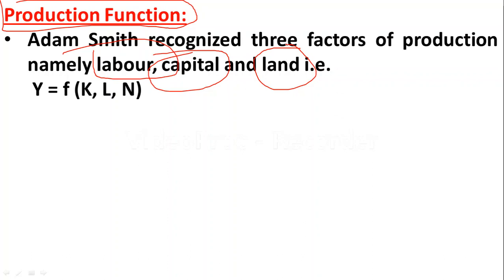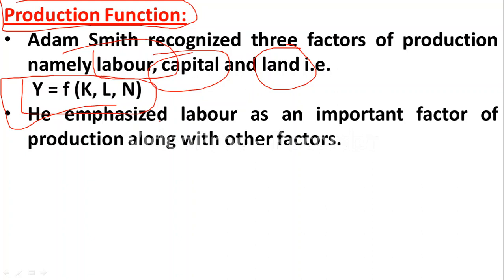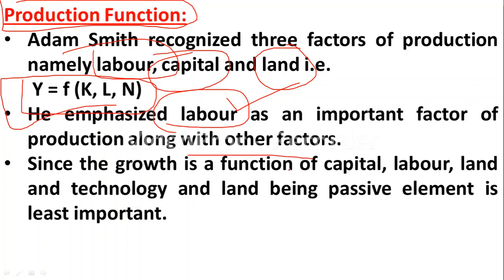So here the production function will be Y equals f(K, L, N), that is capital, labor, and land. Adam Smith emphasized labor as an important factor along with the other factors. He stressed more on labor. Since growth is a function of capital, labor, land, and also technology, Adam Smith considered land a passive element, so he gave the least importance to land.